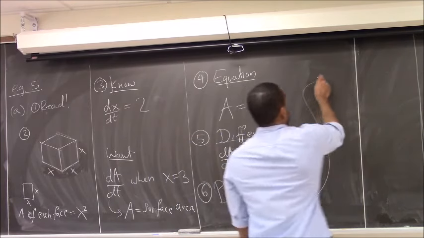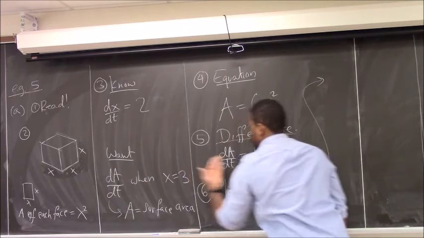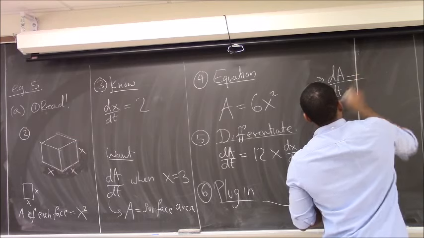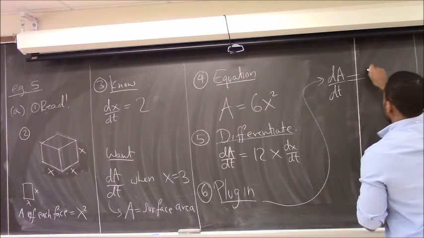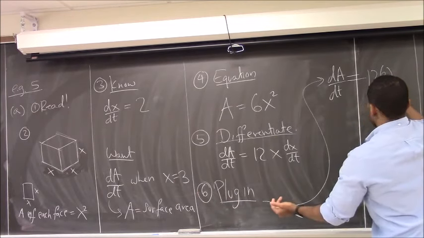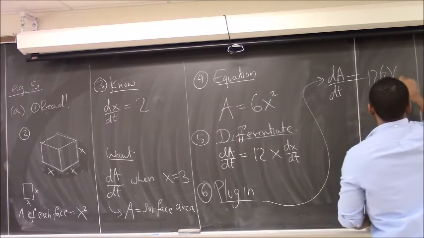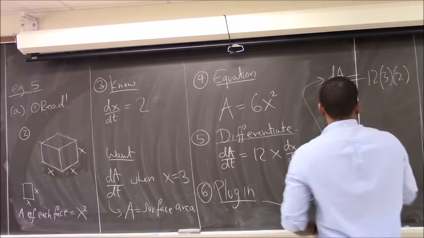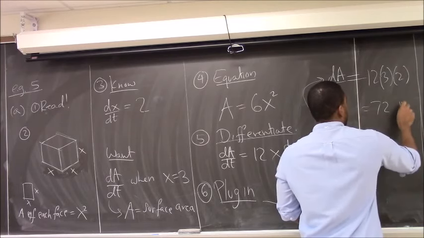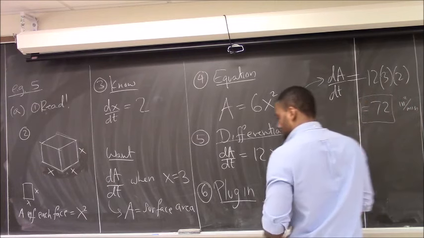Now step 6, plug in. We want dA/dt, so we don't know that. That just stays. It's 12 times the x. I know my x is 3, times dx/dt. I know my dx/dt is 2. 12 times 3 times 2 is 72. I think it's inches squared per minute, but just writing 72 is fine.